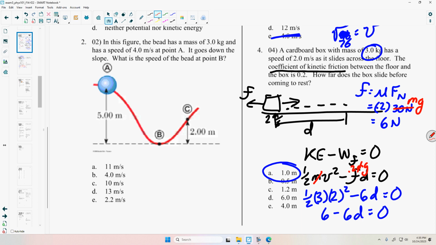Well, because your mass canceled out, so you would have had 1/2 of 4, 2 minus 0.2 d or something like that. Yeah, because your mass canceled out, which really was a more clever way to do it. Good job.